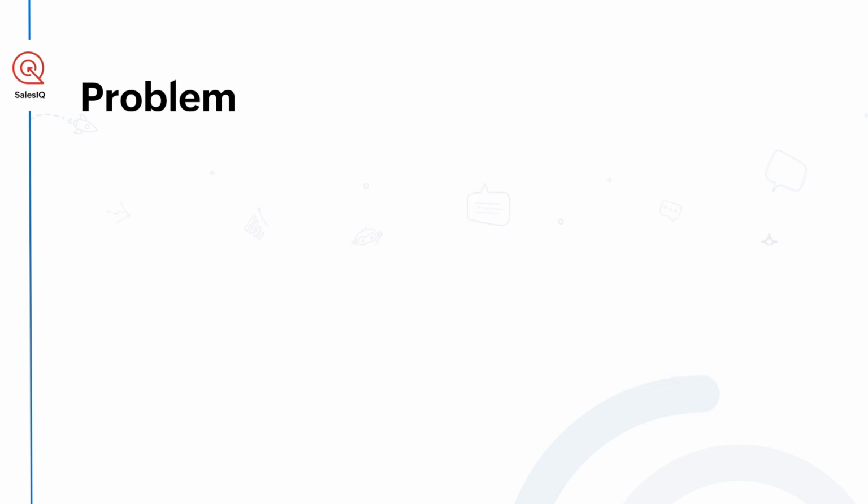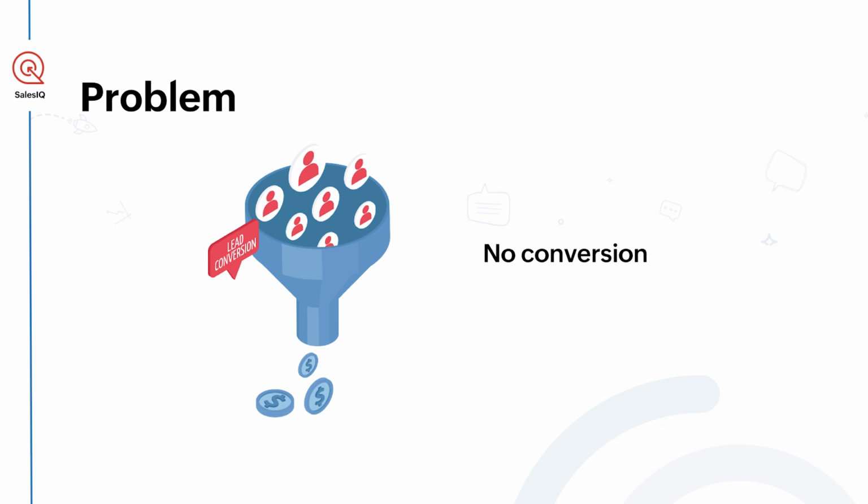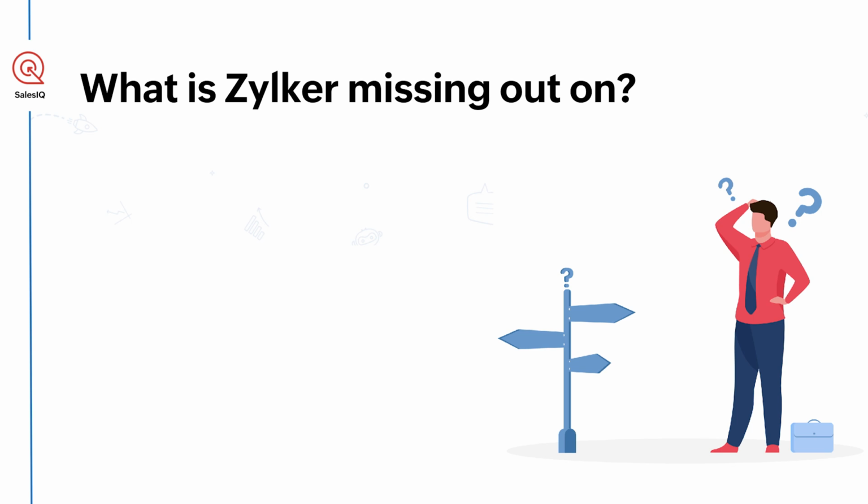Then what's the problem that they're facing? Although they have an active lead nurturing plan in place, the conversion is meager. Irrespective of the industry, this is a fairly common problem a lot of businesses face today. So what is Zylker missing out on?